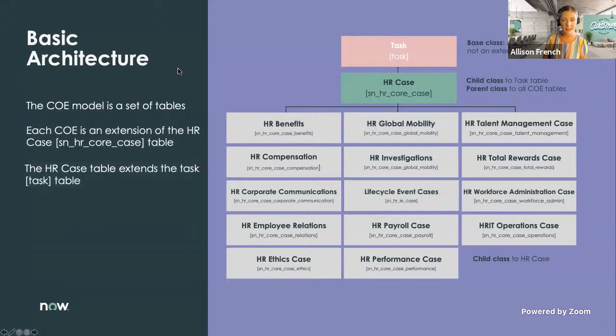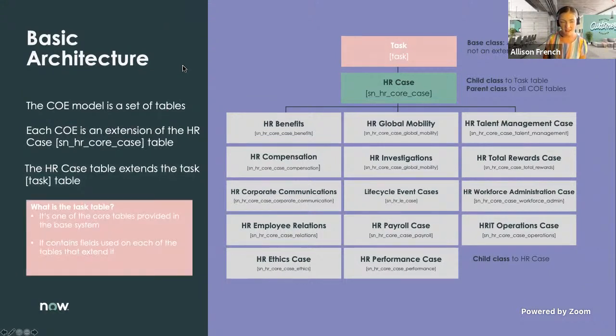Another large component of the architecture to be aware of is the fact that the HR case table actually extends the task table. If you don't already know what the task table is, it's one of the core tables that we provide in the base system. It contains fields used on each of the tables that extend it, and that actually makes the task table what we call base class. So it is a parent class, and it's not an extension of another table.